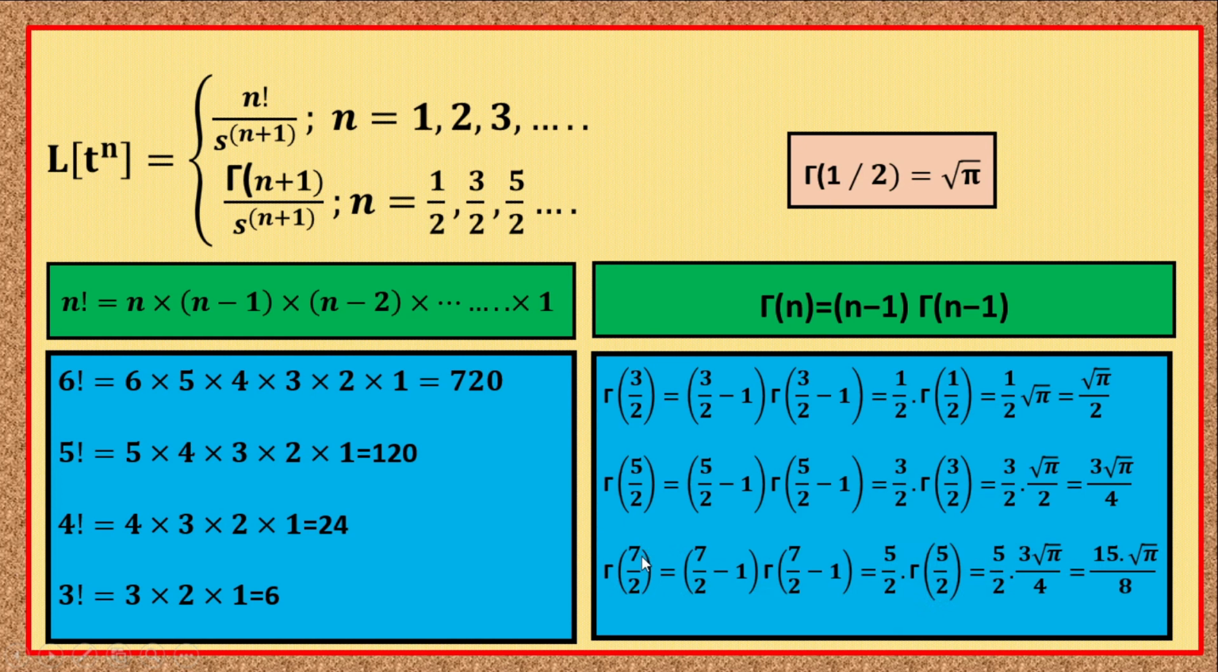Now we can also calculate gamma of 7 by 2. Again we use this formula. At the place of n, we have 7 by 2, so we put this value. So 7 by 2 minus 1 into gamma of 7 by 2 minus 1 will come. And 7 by 2 minus 1 is nothing but 5 by 2. So we get 5 by 2 into gamma of 5 by 2. Gamma of 5 by 2 we have already calculated, and the result was 3 into square root of pi divided by 4. We substitute these values and do the simplification, and after that we get 15 into square root of pi divided by 8 as the value of gamma of 7 by 2.